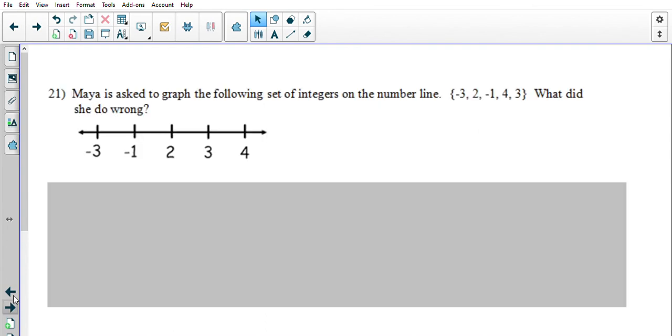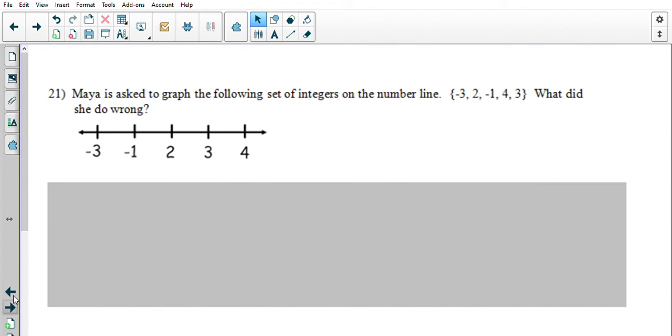Number 21. This is one that requires us to write a little bit. Maya is asked to graph the following set of integers on the number line: -3, 2, -1, 4, 3. What did she do wrong? Why would I mark something like this incorrect on a test or a quiz or any other activity that we have? What are your thoughts? Take a moment and think about it.